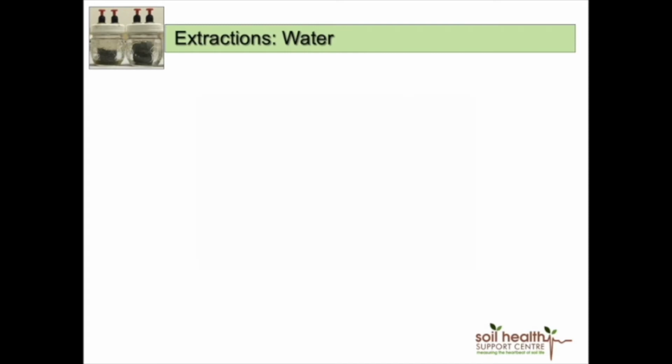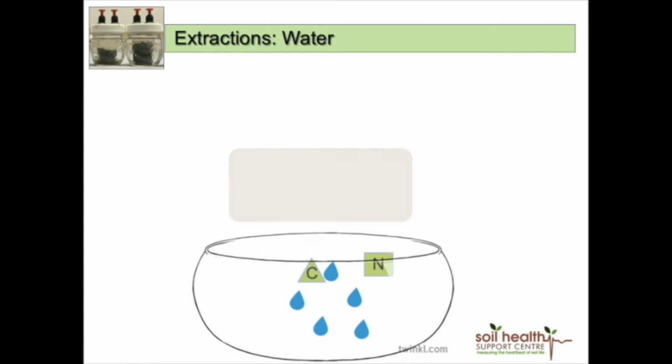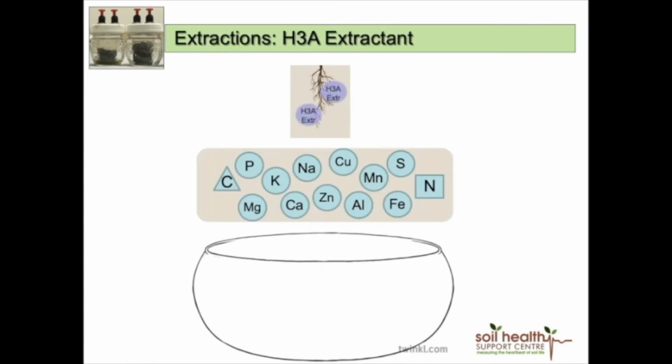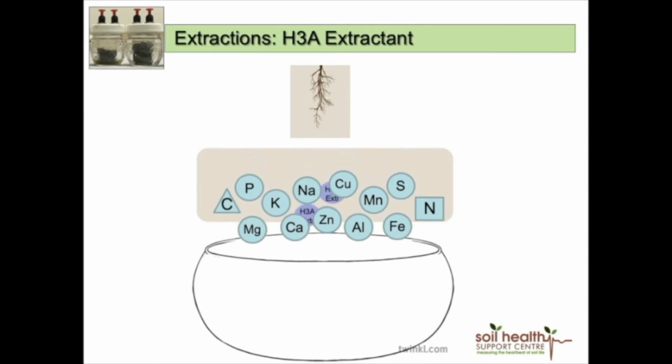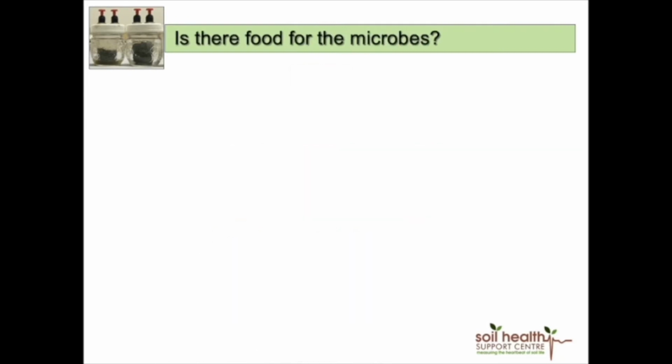We use different extraction techniques to find out about the different nutrients in the soil. Water is used to extract the soluble organic carbon and the total available nitrogen. The H3A extractant is a combination of weak organic acids that mimic the action around the roots of plants, which causes the release of nutrients that can be taken up by the plant. From the data that we collected, we can now answer the next question. Is there food for the microbes?